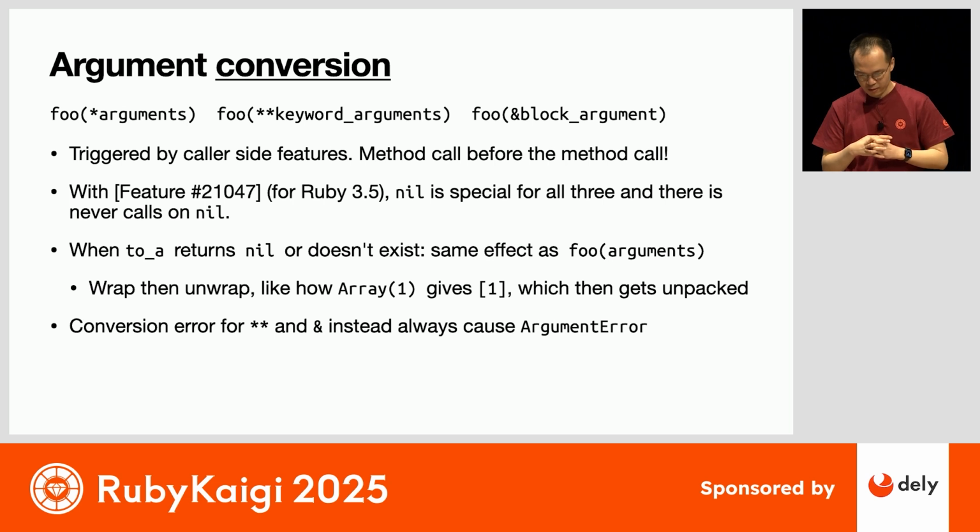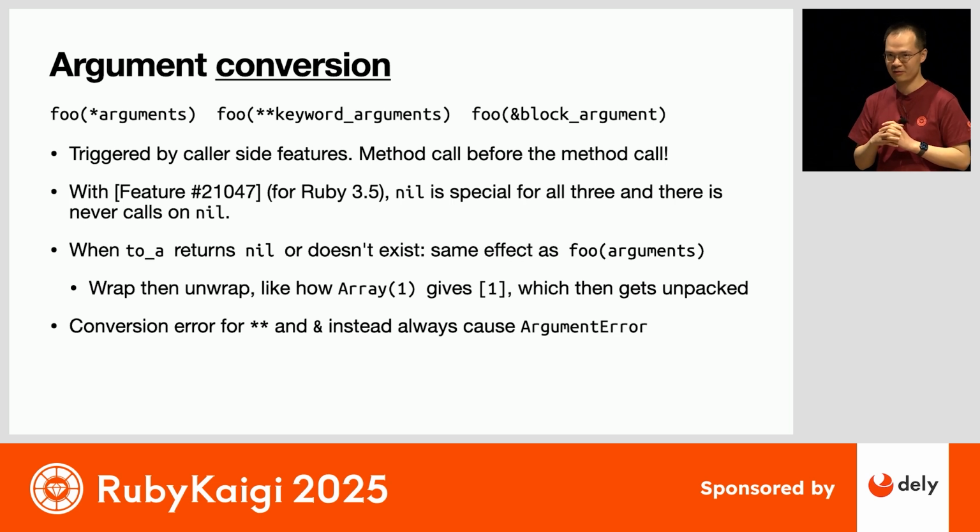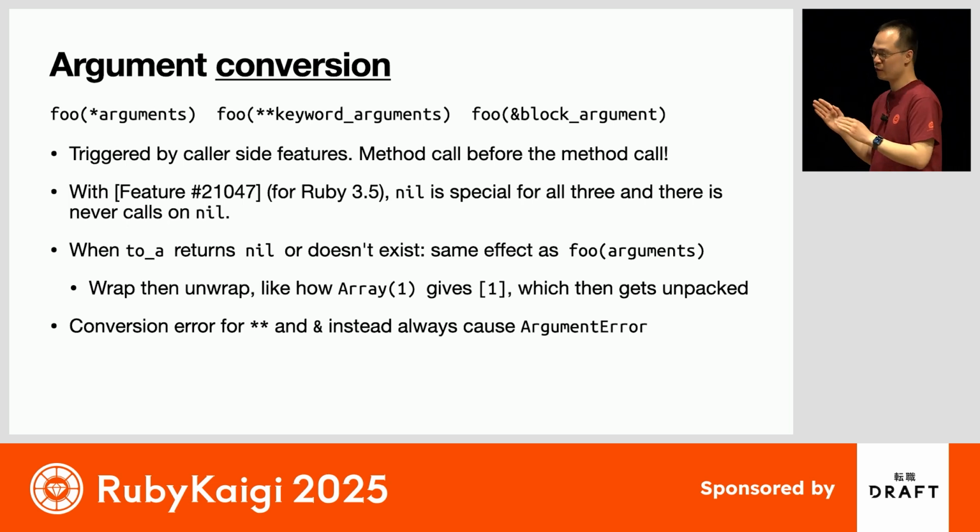Now, when we do call the conversion method, that can fail. The method might not exist, it might not return the right type. Usually we end up raising argument error, but array splat is special. When the conversion fails, you pass the argument as if you didn't do any splatting at all. It's like if you edited the source code and you just remove that star.